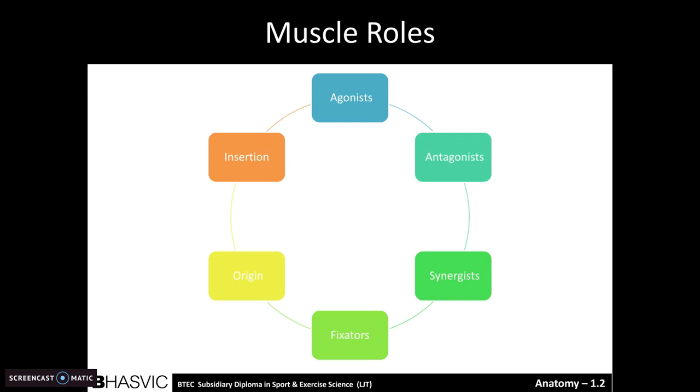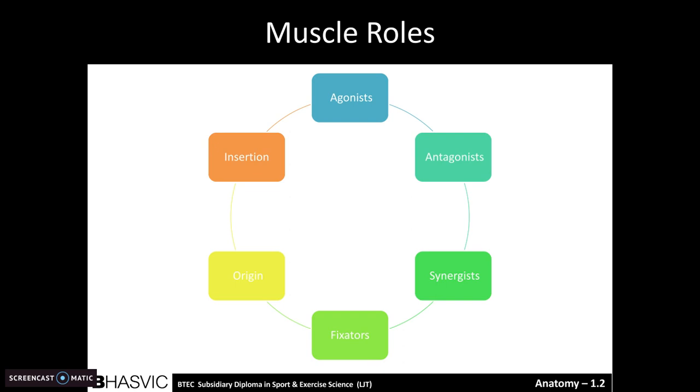Synergist. A synergist is a muscle that stabilizes a joint around where a movement is occurring. This then helps the agonist work effectively. The synergist muscles also help create movement. A sporting example is a bicep curl, where the brachialis and brachioradialis are the synergist muscles. This assists the biceps in stabilizing the elbow joint and creating movement at the elbow joint.